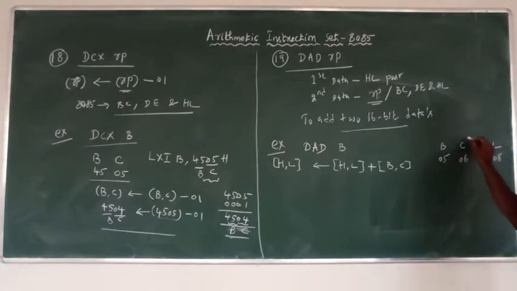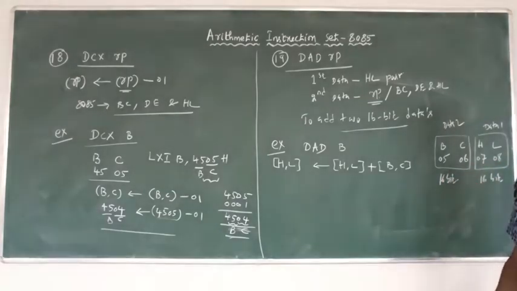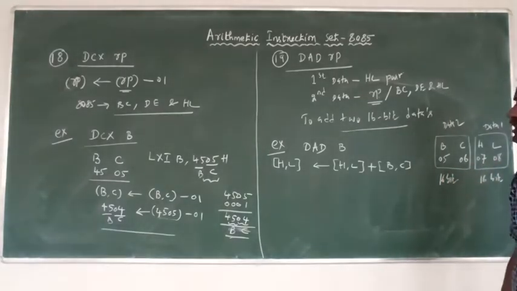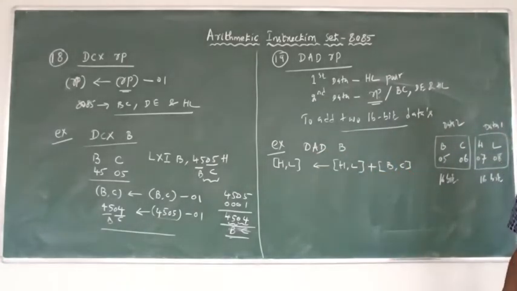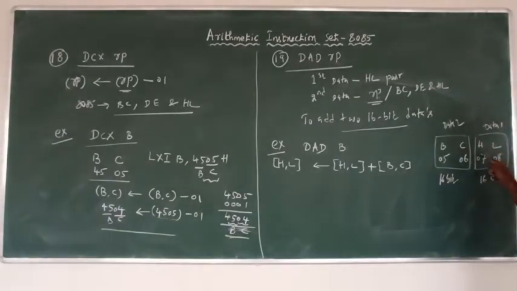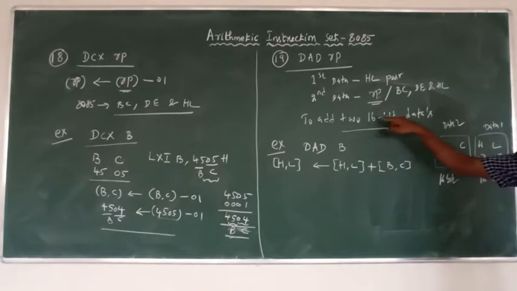Okay. BC, HL, this is for data 1 and this is for data 2. Data 1 is 16-bit and data 2 is also 16-bit. Now to add two 16-bit data, at that time we can use the DAD instruction. DAD means always data 1 in the HL pair. The second data will be any one of the 3 register pairs.